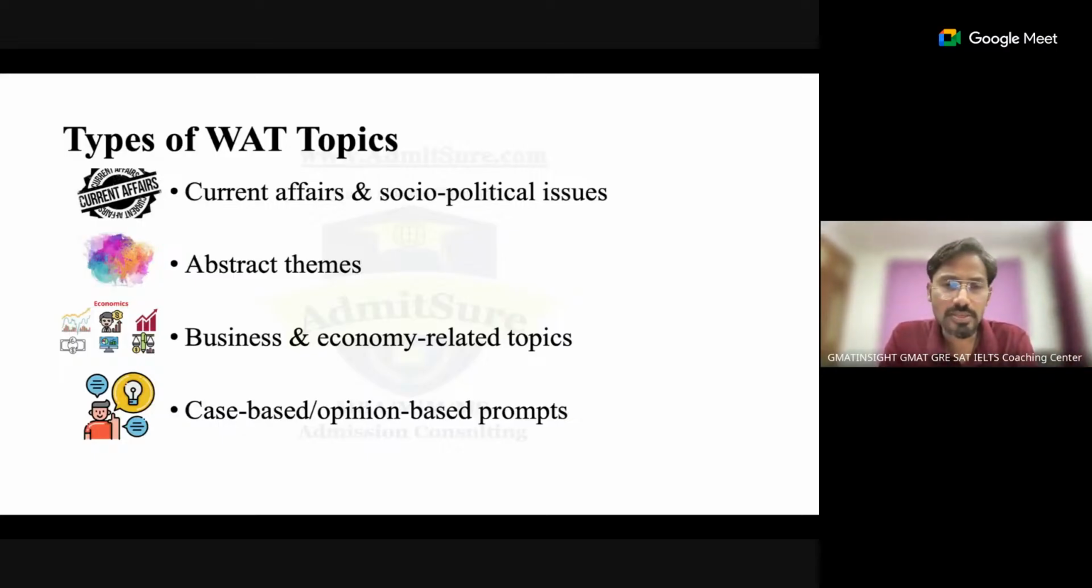The last is the case-based or opinion-based prompts, which can be there. So we have a few examples. We will see which topics might fall into these 4 categories. These are different types of WAT topics.